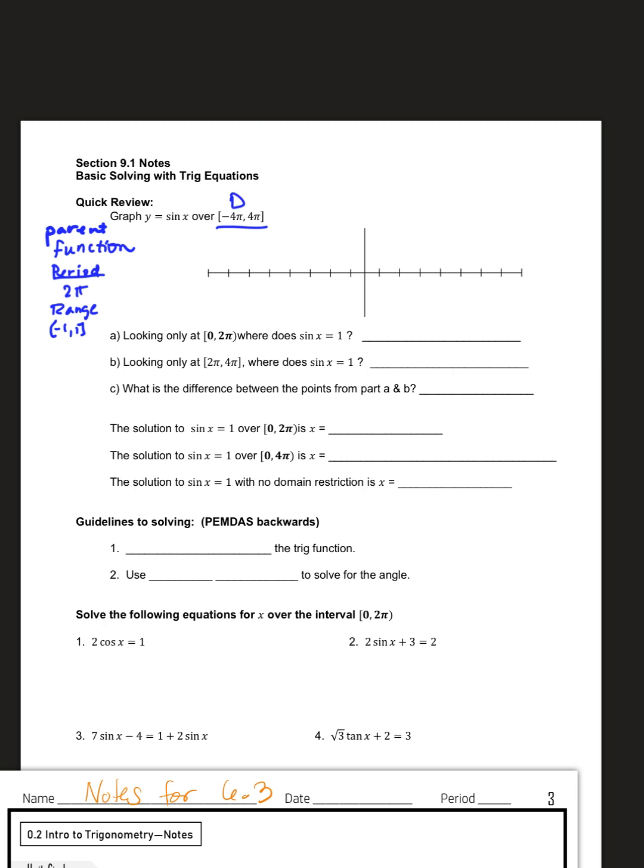I'm going to change this a little and plot this. Counting by pi over 2, I'm going to put my 1 way up here and my negative 1 down here, giving myself plenty of room. So I'll go pi over 2. I'm just going to do it to 2 pi first for the period, so we can remember what the parent function looks like before we graph it all the way to the full domain they would like us to do.